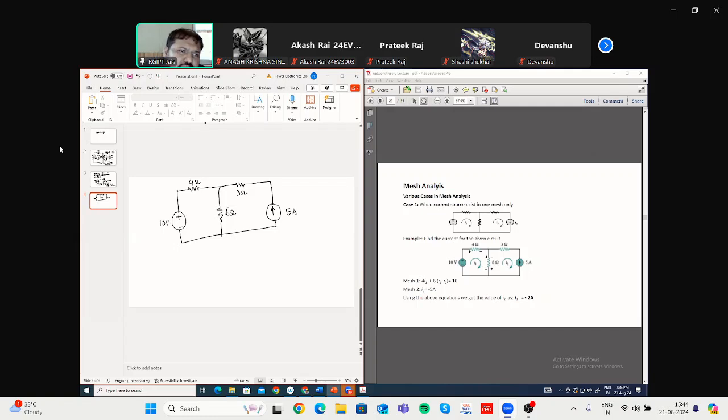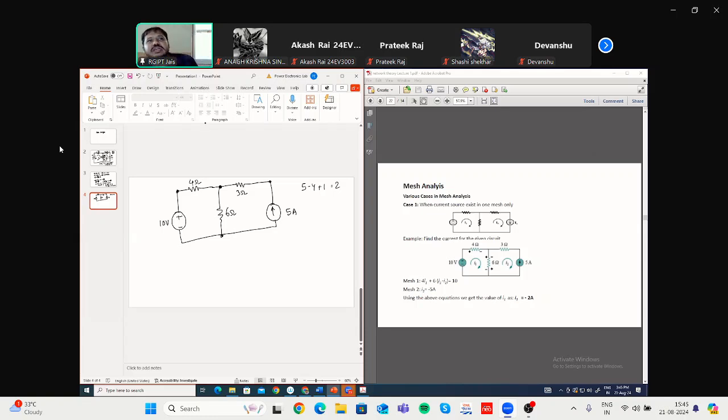So this is a node, this is a node, this is a node, this is a node. So 4 nodes. How many branches? Between each and every node, if there is a path, that will be a branch. So this is branch 1, branch 2, branch 3, branch 4, branch 5. So 5 branches minus 4 nodes plus 1 gives 2 meshes. You can also directly see from the circuit that there are 2 meshes. Let us say this is mesh 1, this is mesh 2.